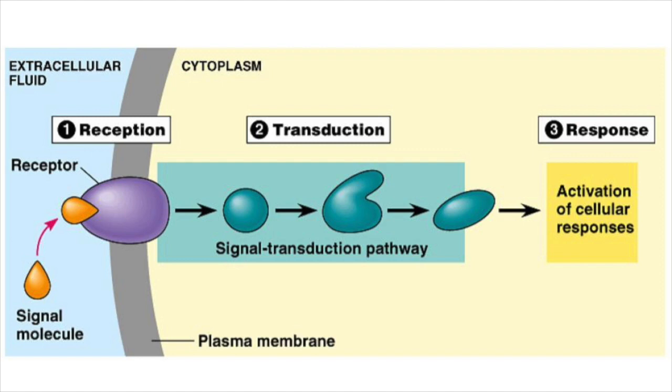In step 1, the signal molecule, known as a ligand, binds to the receptor. The receptor experiences a conformational change, which triggers a signal transduction pathway, also known as a cascade of reactions. This step is called transduction. After transduction occurs, a response occurs. This response is specific to whatever the ligand is supposed to do. So this is a quick summation of the whole process of reception, transduction, and response.